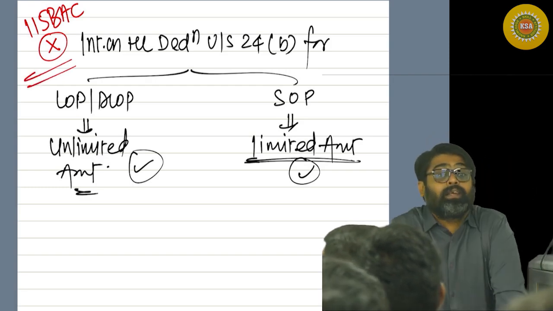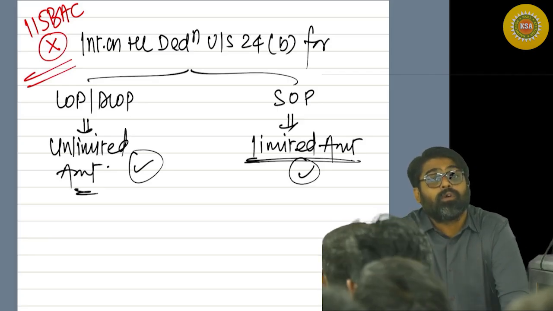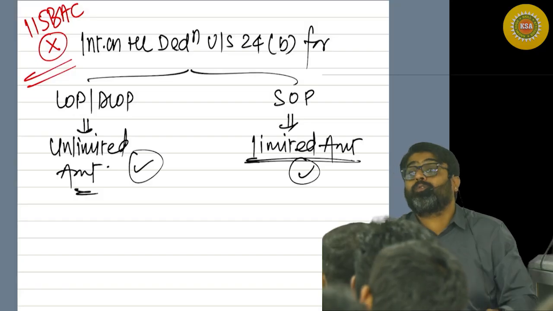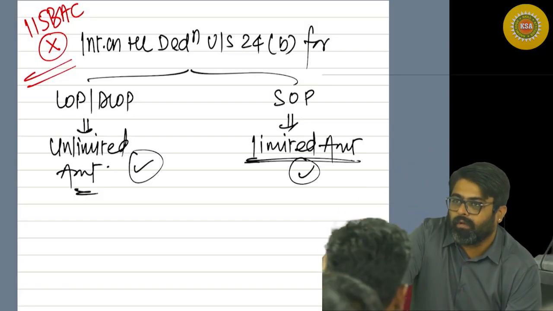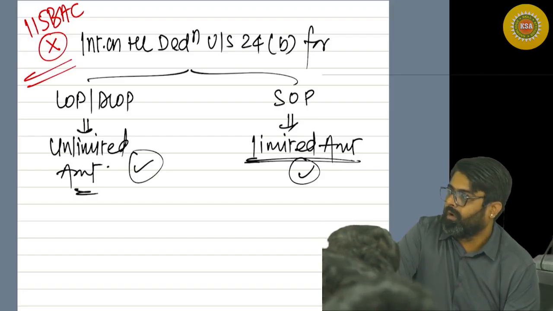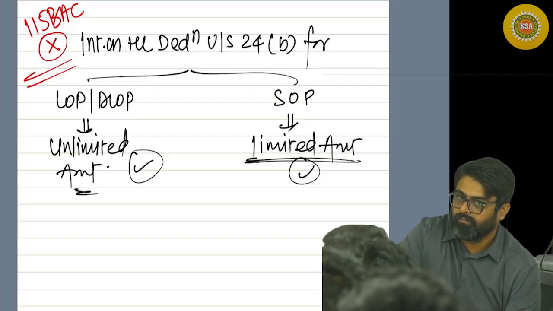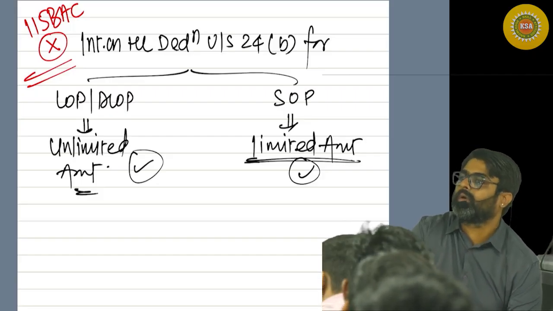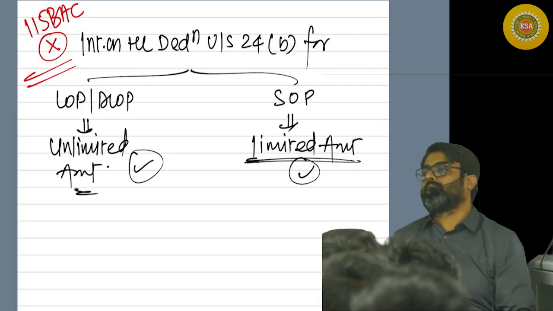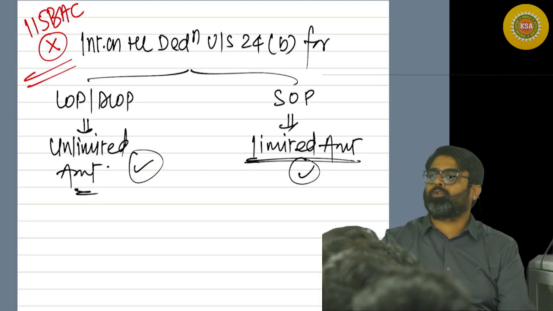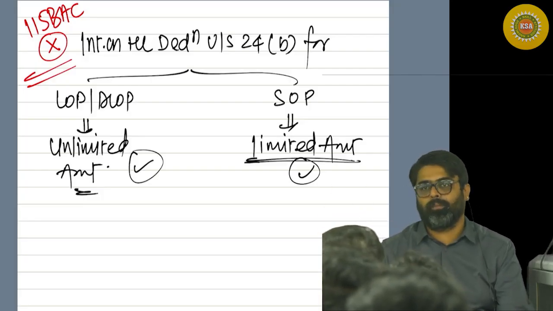If the assessee shifts out, shift out means not following 115BAC, then you are going to do this. If the assessee is shifting out of 115BAC, following the default scheme or not following the default scheme, then the assessee is eligible to claim deduction for interest. The assessee is eligible to claim deduction for LOP also, DLOP also and for SOP also, but for SOP it will be allowed subject to limit.